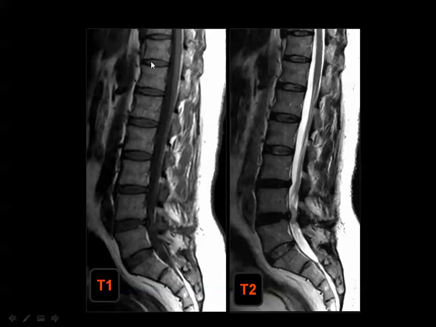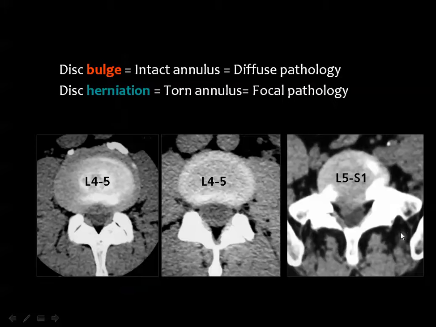Then if you look at the sagittal T1 weighted image and T2 weighted image, you can appreciate that the L3-4 disc is degenerated and extending inside the spinal canal. L4-5 is degenerated and extending also inside the spinal canal. L5-S1 is good, and L2-3 is also good.